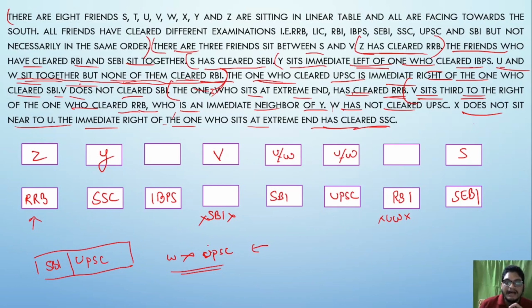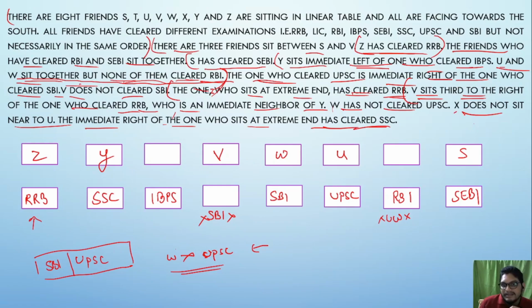Now have a look at this condition. W is not the guy who has cleared UPSC. So can you put W at this position? No. It will contradict our condition. So where can W come? Now W will come at this position and you will go at this position. Done, sir. We are done with even 70% of the question, right?